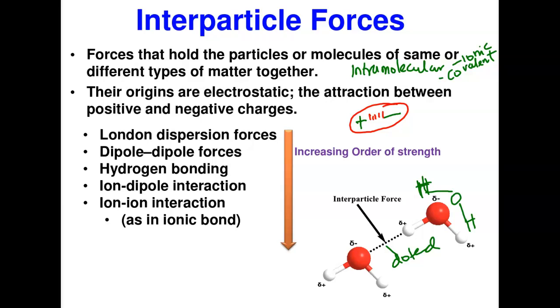Now, there are about 5 of them we're going to be talking about here. I'm going to list them in order of strength. That is what I've done here. Now, the London dispersion forces, which is actually the weakest, the dipole-dipole force, the hydrogen bonding, the ion-dipole interaction, and then the ion-ion interaction. In fact, ion-ion interaction is both an intramolecular force, an ionic bond, and an interparticle force.